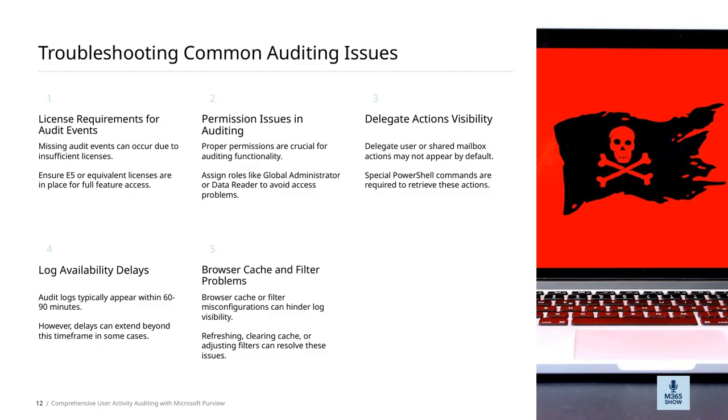Permissions are also critical. Without the right roles, such as global administrator or data reader, you won't be able to access all the audit data. Ensuring proper permissions is essential for the auditing features to work smoothly. Lastly, some audit events might be missing because of licensing issues. Make sure you have the right licenses, like an E5 or an equivalent license, to access the full range of audit features. Without the proper licenses, you're limited in what you can see.